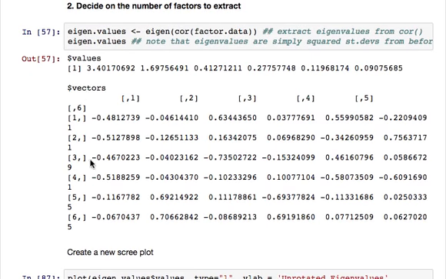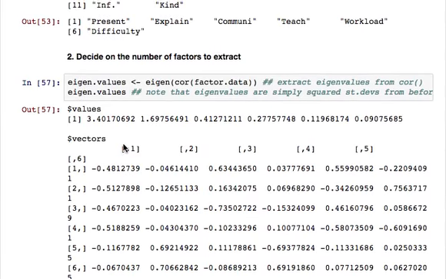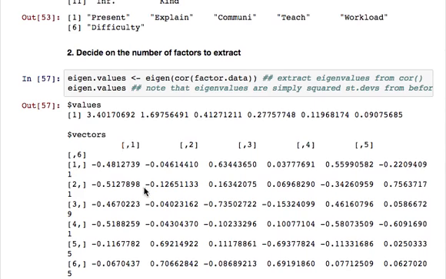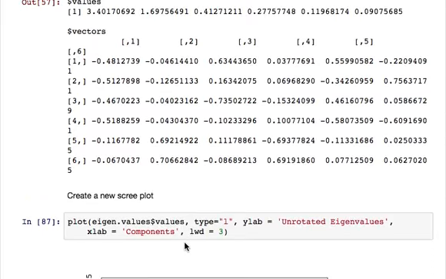Here we have the factor loadings, so those are very similar to the ones that we observed in PCA. So the items present, communicate, teach, and explain all load on factor 1, so perhaps describing professor's social skills, and workloads and difficulty are loading on the second factor, so perhaps describing the course difficulty more so.